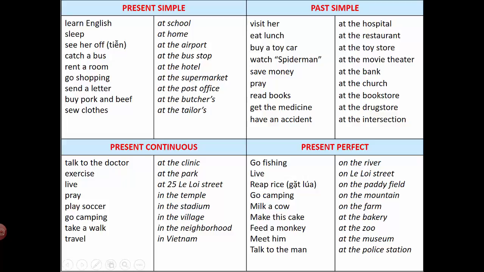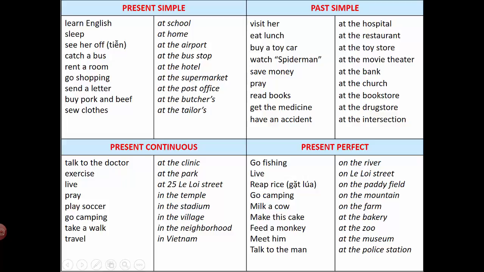Now here, use present simple with this, past simple with this, present continuous with this, and present perfect with this. For example, class, where do you learn English? I learn English at school. Where does she sleep? She sleeps at home. Where does he catch a bus? He catches a bus at the bus stop.